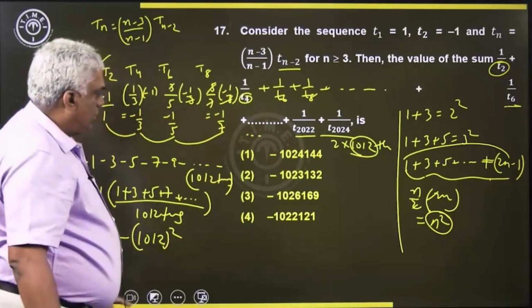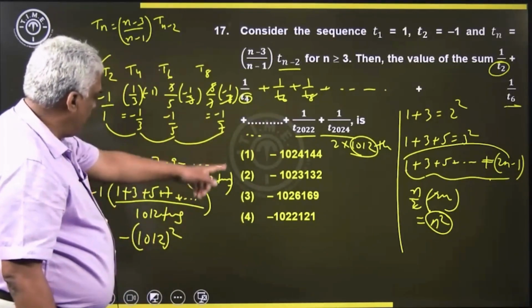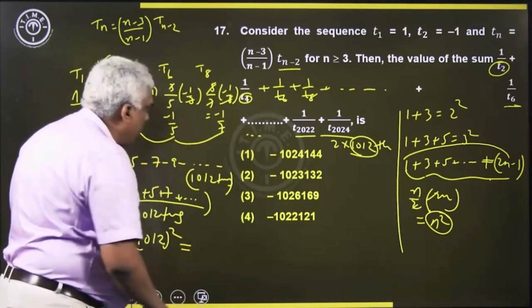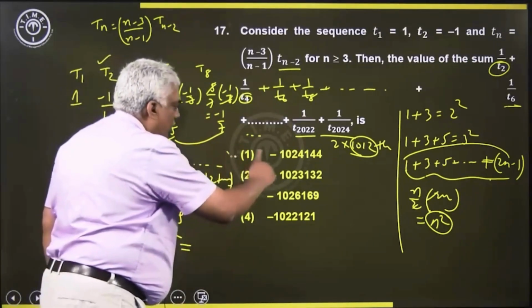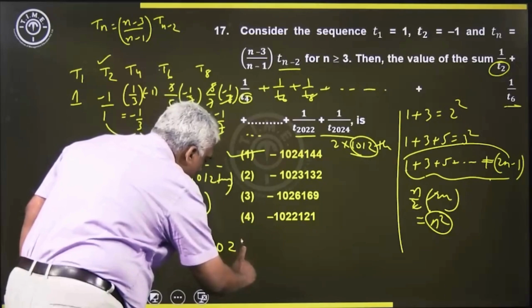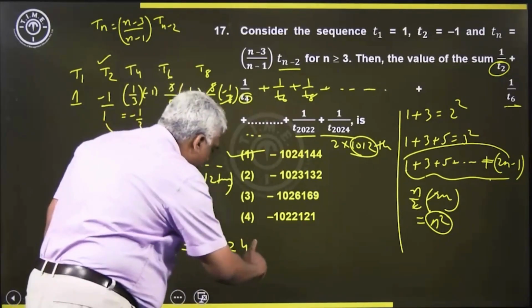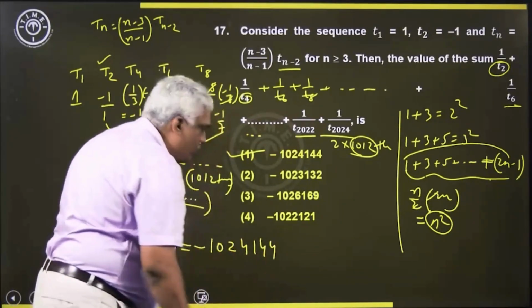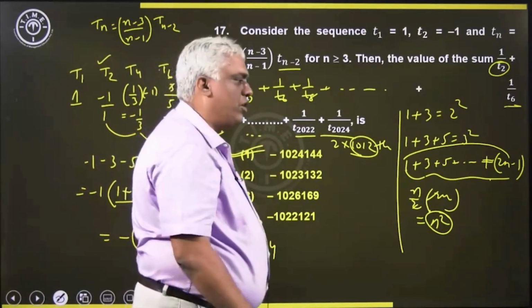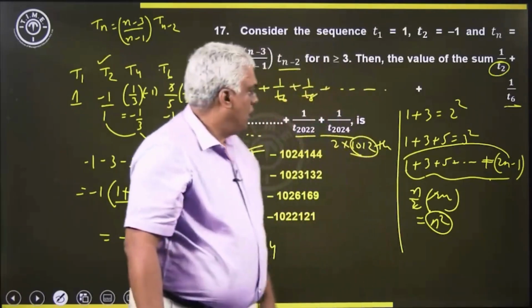From the options, you see this answer will end in 4. If you calculate, the answer will be option 1. It will be minus 1024144. So, the answer is option 1, 1024144. I hope this is clear.